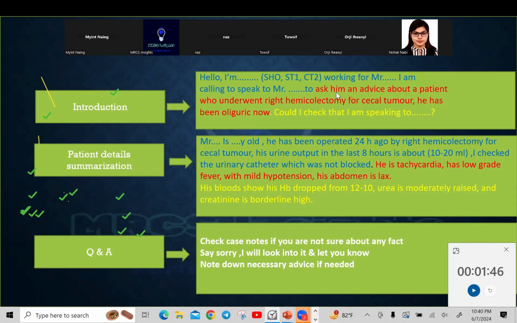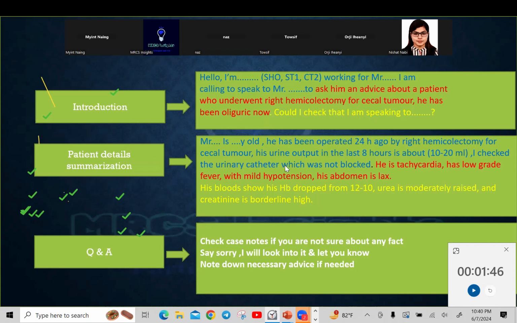Like here, you say you want to ask him for advice about a patient who underwent right hemicolectomy for sickle tumor, and he has been oliguric now. After that, you have to check whether you are talking to the right consultant or not. You can see in the yellow part, you have to confirm that, right? Then after that, in patient detail summarization, when the consultant asks you to summarize the case, you have to first of all tell the patient's current situation.